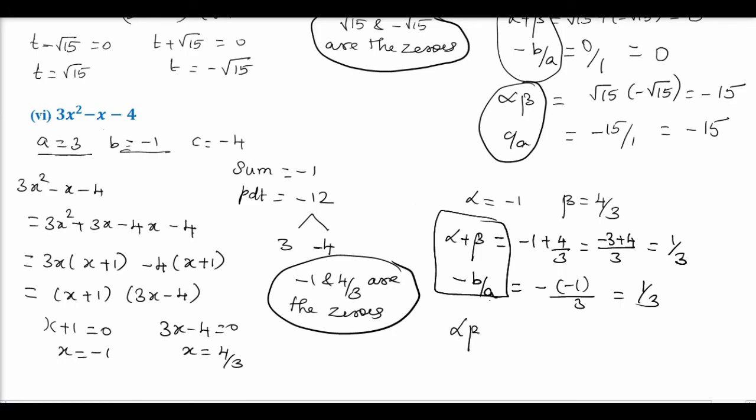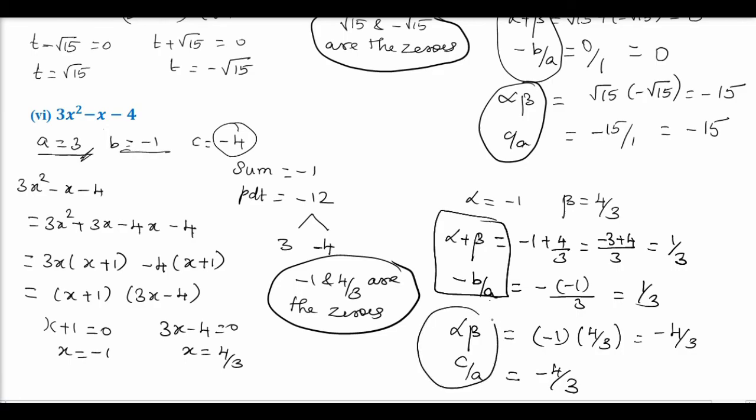Now let's see alpha into beta. This is minus 1 into 4 by 3. That's equal to minus 4 by 3. This should be equal to c by a. Let's check it out. C by a, c here is minus 4 and a here is 3. So it is minus 4 by 3 again. Therefore, we see that alpha beta equals c by a.